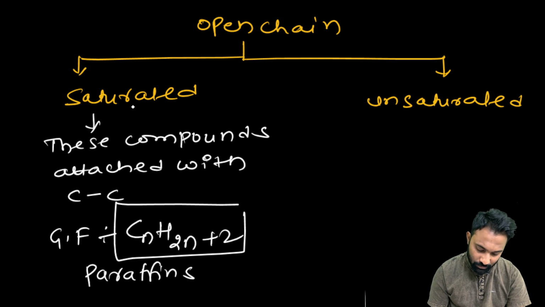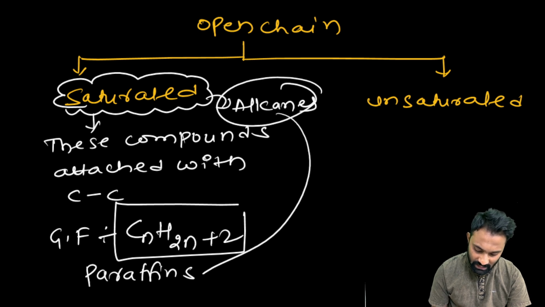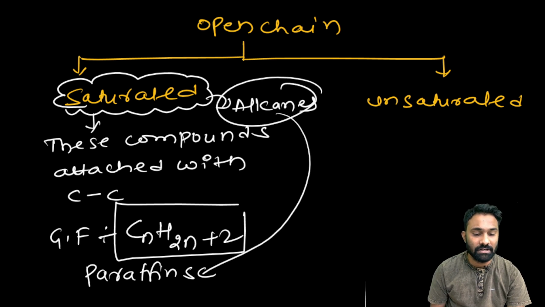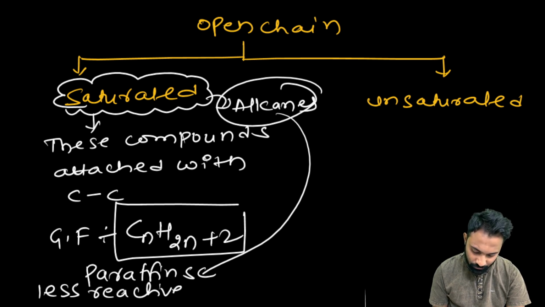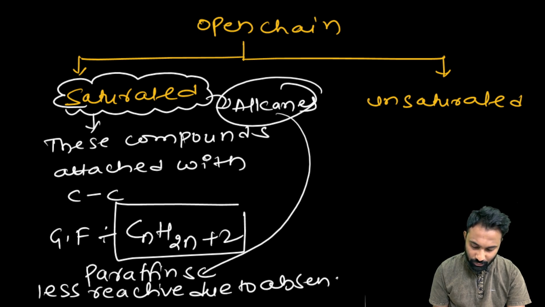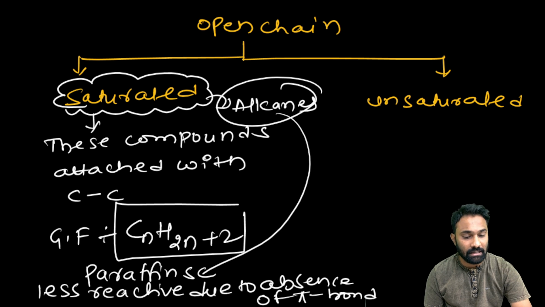Clear? Now example for the saturated compounds: we call them alkanes. These alkanes we can call paraffins also. Clear? Now these are less reactive due to absence of pi bond. Due to the absence of pi bond, these are less reactive. Next, saturated is completed.